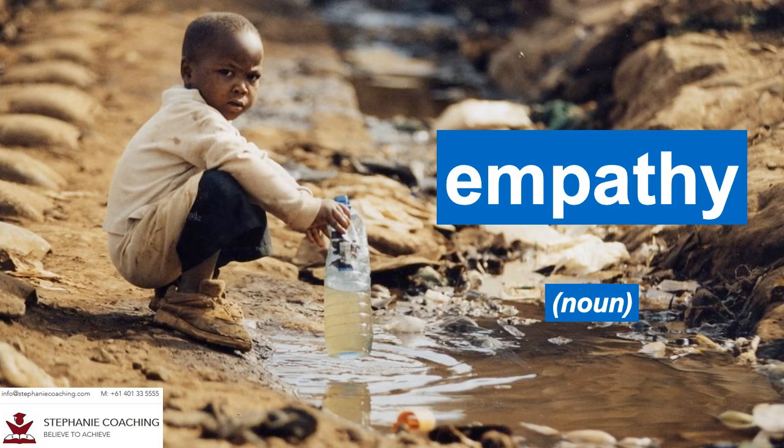Word number 2 is empathy. The noun empathy is similar to sympathy. Empathy means to understand and share the feelings of someone else. For example, looking at the starving children in Africa, many Australians show empathy towards them.